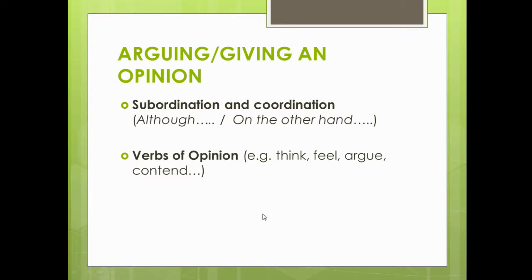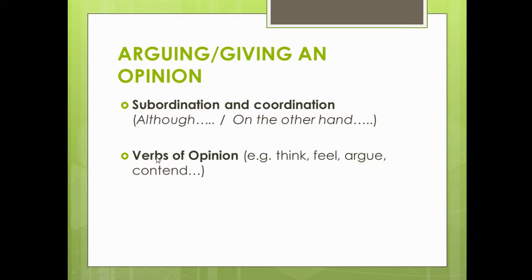And what about arguing and giving an opinion? Well, again, I think subordination and coordination are very important here. Although London is a wonderful place to live, although I love living in London, it is becoming increasingly difficult to stay here because of the rise in property values, the rise in prices, whatever. So subordination, coordination, again, very important when giving your opinion.